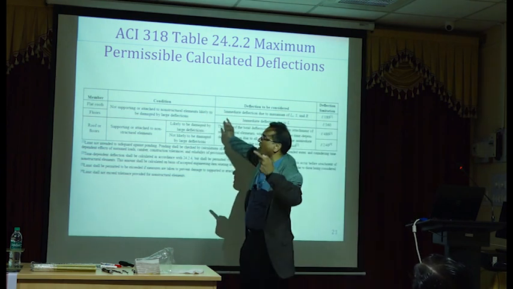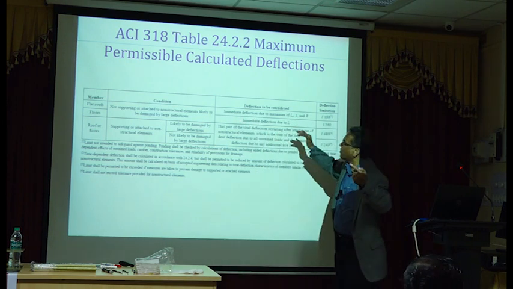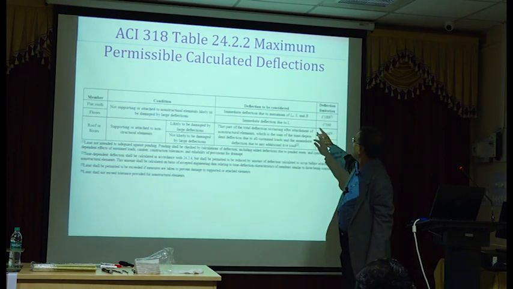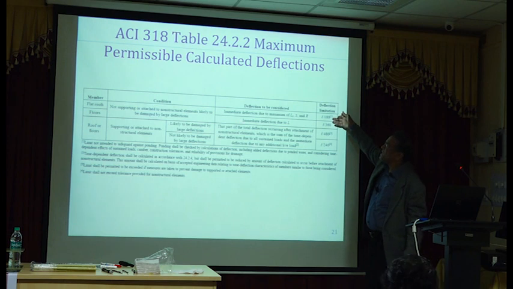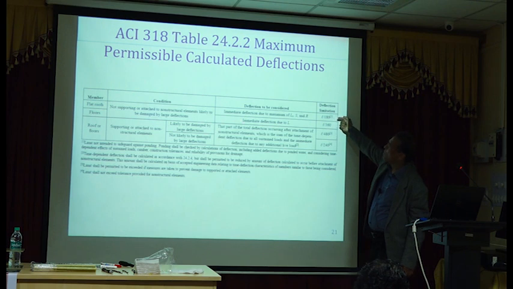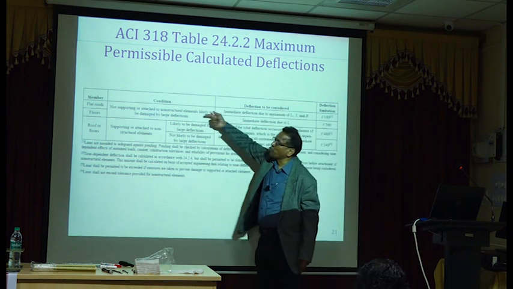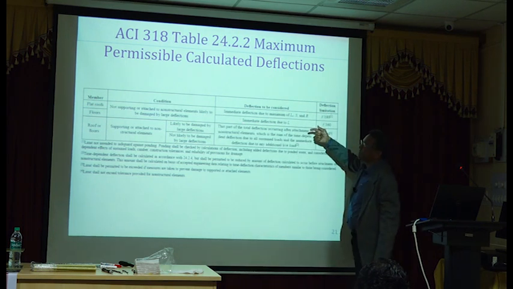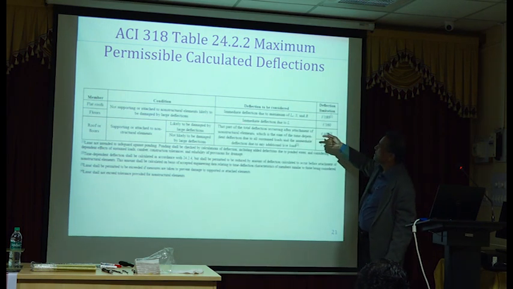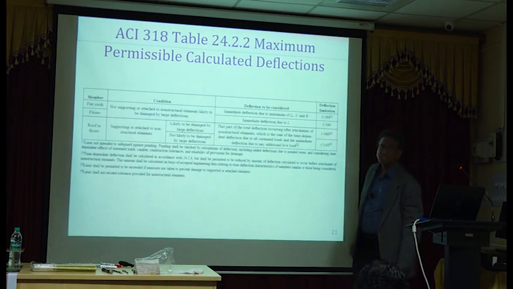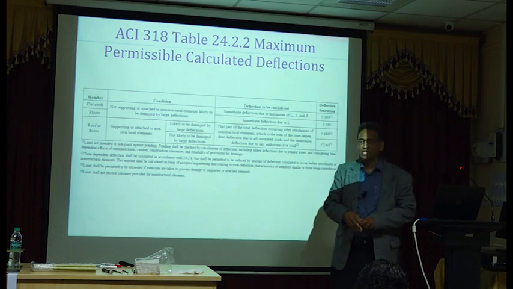Maybe you cannot see from the last rows, but here I have L over 180 for immediate deflection due to maximum roof load or snow load or rain load. Okay, that's for flat roofs. For roofs and floors, it is L over 480. That's considered to be reasonably standard.